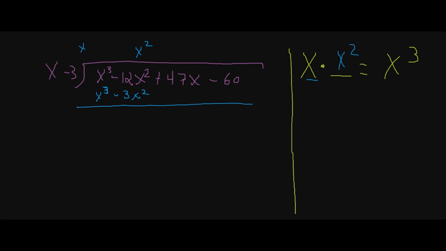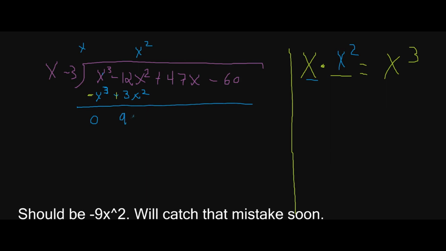Now what we do is, if this is positive, we flip the sign, so that's negative. And since this is negative, that's going to turn into a positive. And now we just add the rows across. When we add the rows across, this minus that gives me 0. Negative 12x squared plus 3x squared, well, that's going to give me 9x squared.